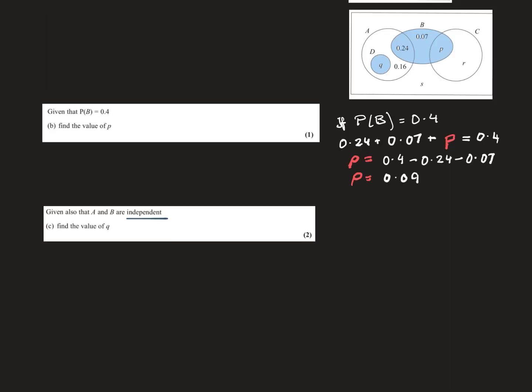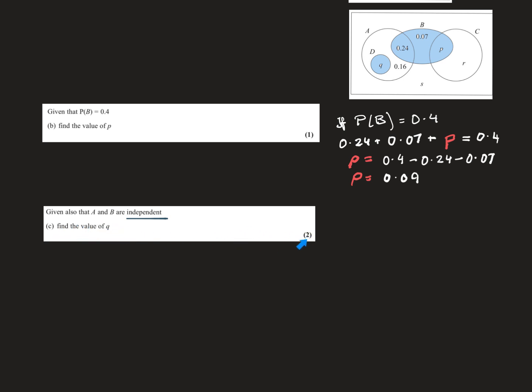Now we have a question about independence. Given that A and B are independent, independence doesn't mean that it's mutually exclusive. The definition of independence is that events have no effect on each other. When you roll a dice or toss a coin, the outcome of one does not affect the other. Therefore, the events are independent. There's a rule here that you need to apply, and you know that you need to apply it because the number of marks you'll get is 2, and all you have to do is find the value of Q.